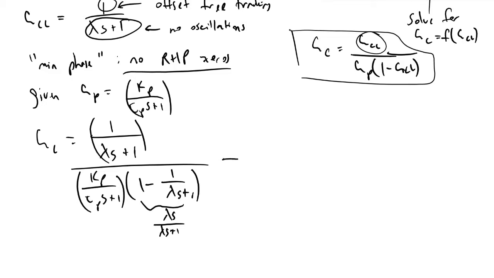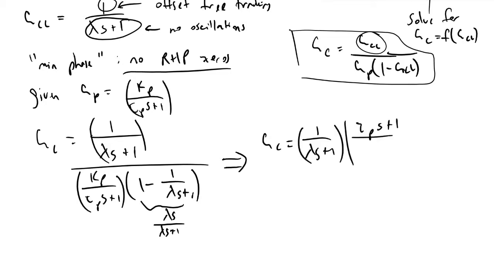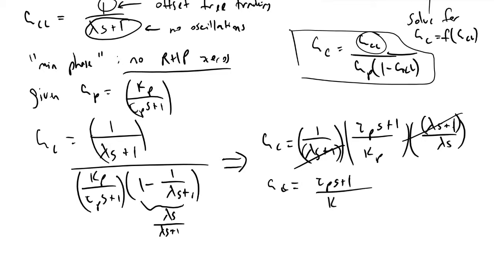And continuing to simplify down this problem, what we would find is that GC is equal to 1 over lambda s plus 1 times, and then the inverse, so tau ps plus 1 divided by Kp times lambda s plus 1 over lambda s. We'll note here how these two terms cancel out, and we're left with GC is equal to tau ps plus 1 divided by Kp times lambda s. So that's a good point to be able to get to.